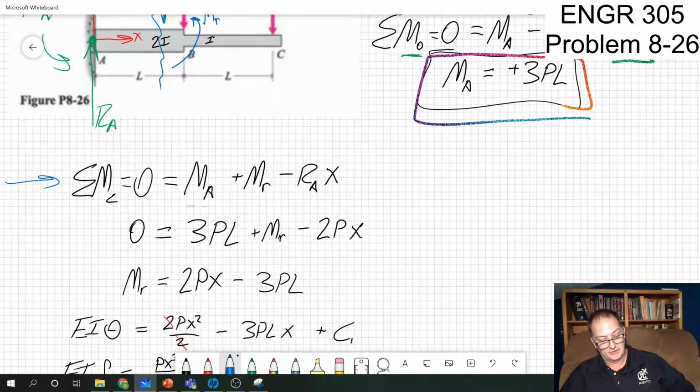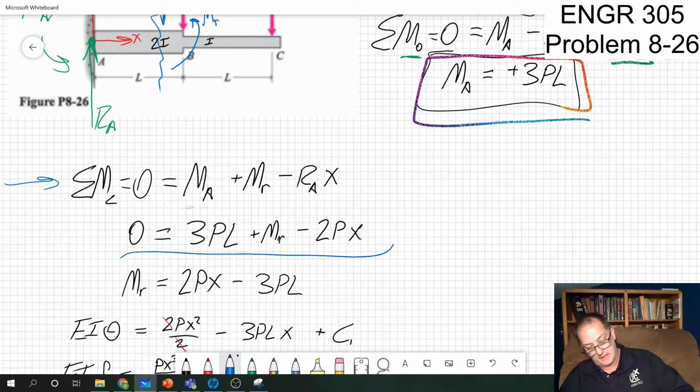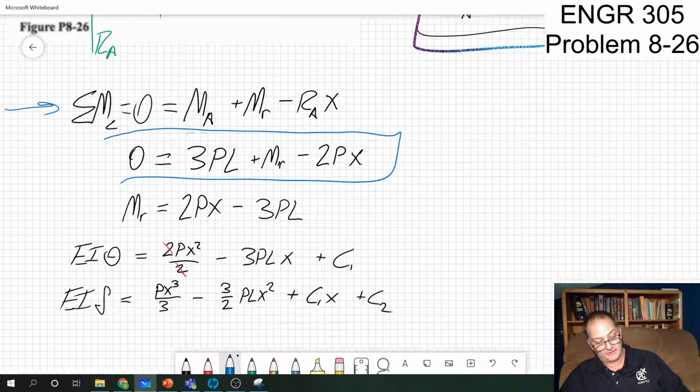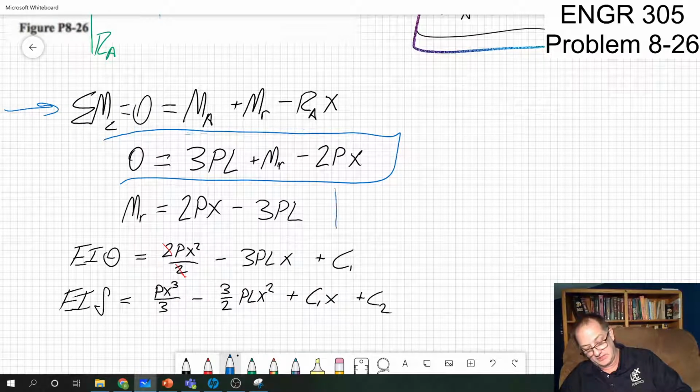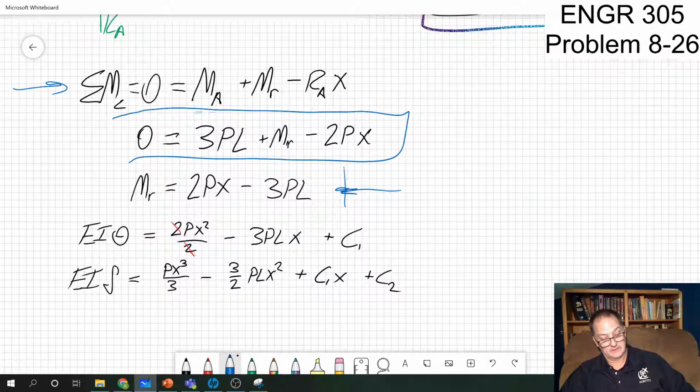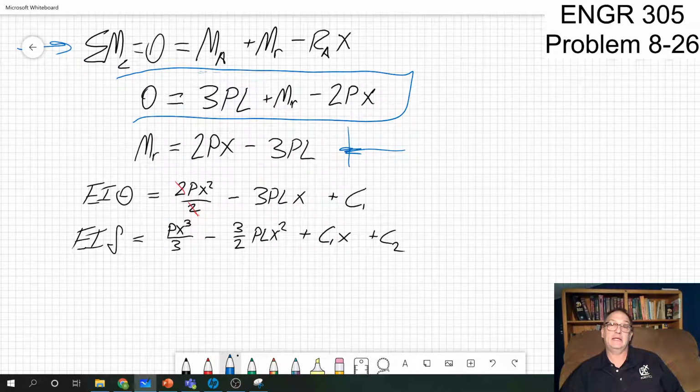Now, I substituted in those values because I knew what they are: MA was equal to 3PL, and RA was equal to 2P, times X. Then I substituted, simplified, and there's my equation for MR. MR is equal to 2PX minus 3PL. Okay? I integrated that twice. I got EI theta and I got EI delta.